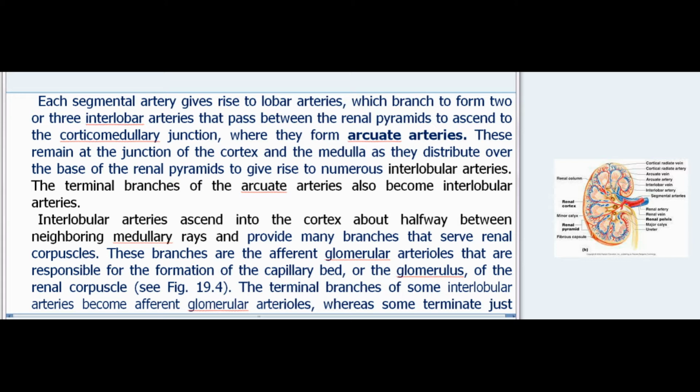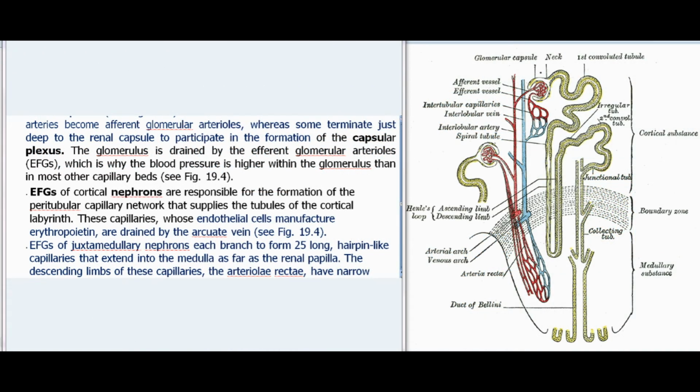Interlobular arteries ascend into the cortex about halfway between neighboring medullary rays and provide many branches that serve renal corpuscles. These branches are the afferent glomerular arterioles that are responsible for the formation of the capillary bed, or the glomerulus, of the renal corpuscle, see Fig 19.4. The terminal branches of some interlobular arteries become afferent glomerular arterioles, whereas some terminate just deep to the renal capsule to participate in the formation of the capsular plexus.